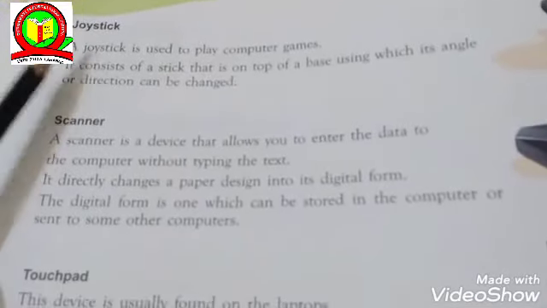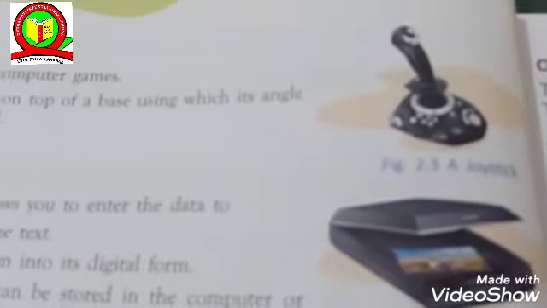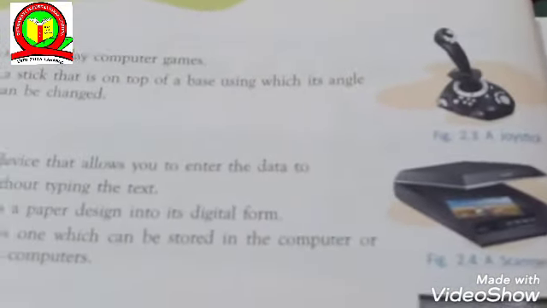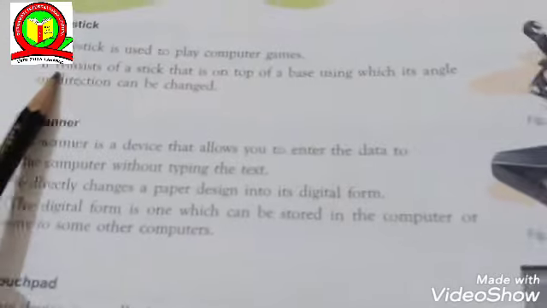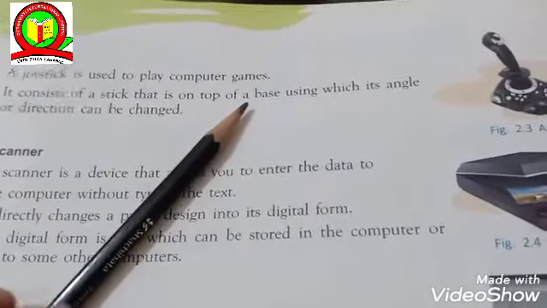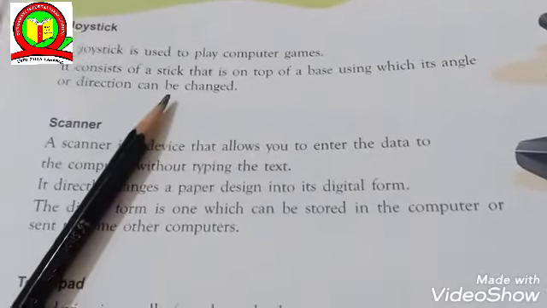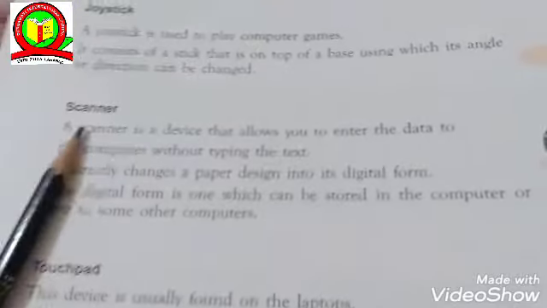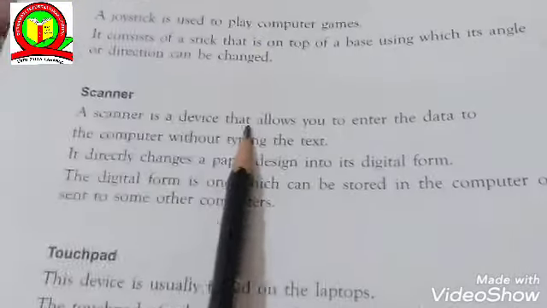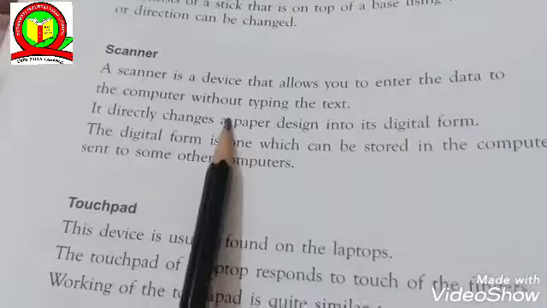Joystick. A joystick is used to play computer games. Here in the picture you can see this is a joystick, and it is used to play computer games. It consists of a stick that is on top of a base, using which its angle or direction can be changed.